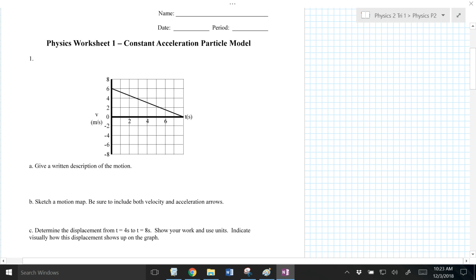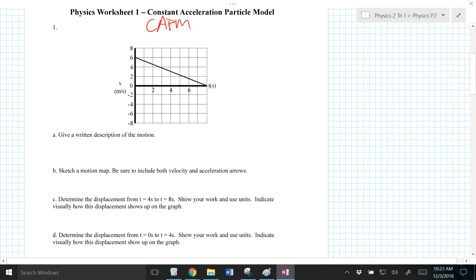So this worksheet, I think we already talked about the name of this model. So constant acceleration particle model, or CAPM. You've got a velocity versus time graph here. It starts out with a velocity of 6 meters per second. And then by the end of this time here, you've got a velocity of 0 meters per second. So written description of the motion.